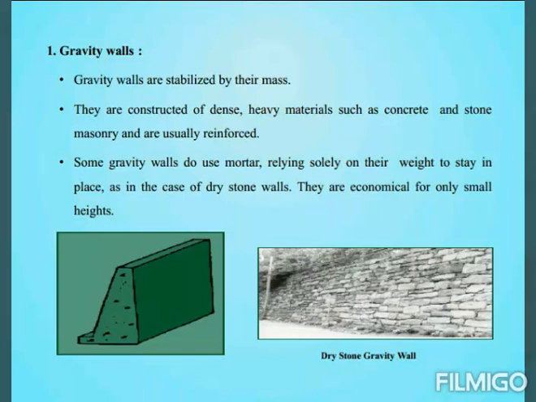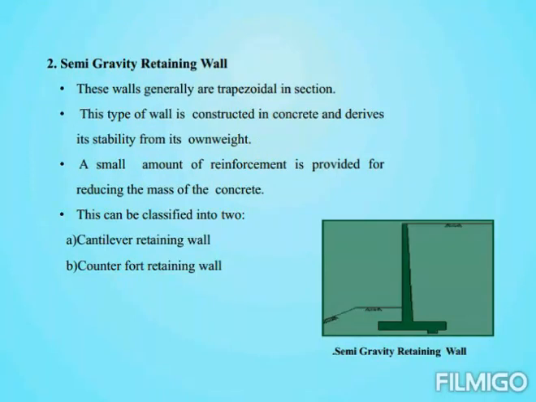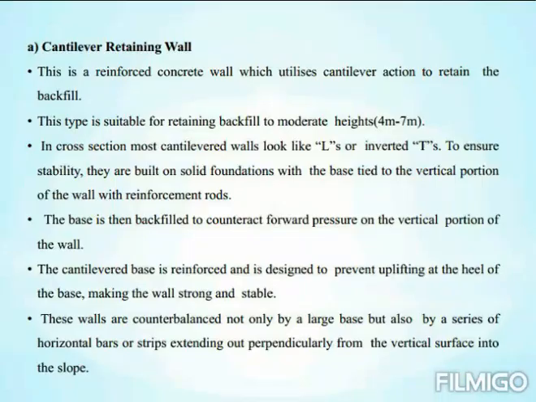The second one is the semi-gravity wall. Semi-gravity walls resist external forces by the combined action of self-weight, weight of soil, and flexural resistance of the wall components. It can be classified into two: cantilever retaining wall and counterfort retaining wall. Cantilever retaining walls are the most common type of retaining walls. It consists of a vertical wall, heel slab, and a toe slab. They are reinforced walls which utilize cantilever action to retain the backfill.